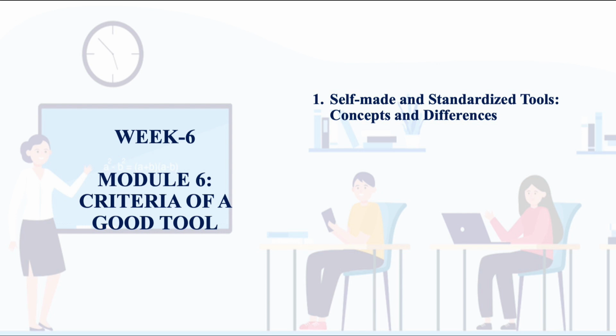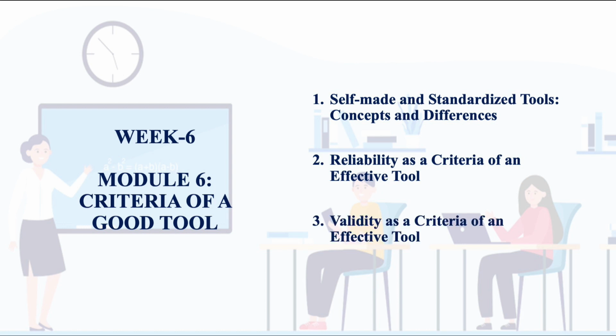The title of the module is criteria of a good tool, and in this module you will find 3 video lessons. First is self-made and standardized tools, its concept and differences. Second is reliability as a criteria of an effective tool, and the third is validity as a criteria of an effective tool. Today in this lesson we will discuss the concept of self-made tool, the concept of standardized tool, and the difference between self-made and standardized tool.